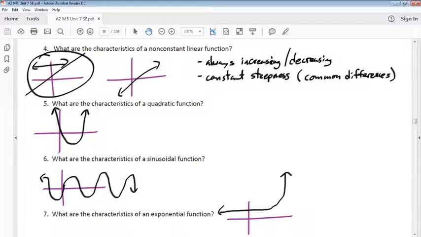Okay. A common difference is the same as a slope. You have a rise and run, but it's the same rise and run the whole time. That's known as a common difference, or I suppose you can call it a slope. Same idea. All right, let's talk about quadratics.